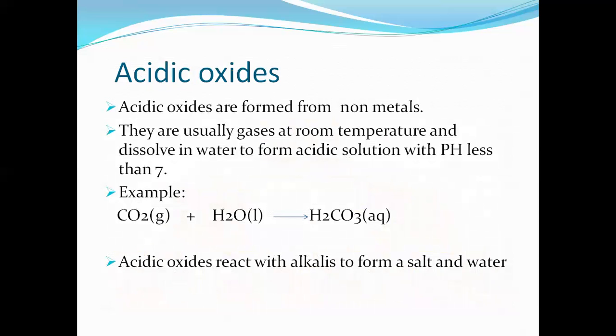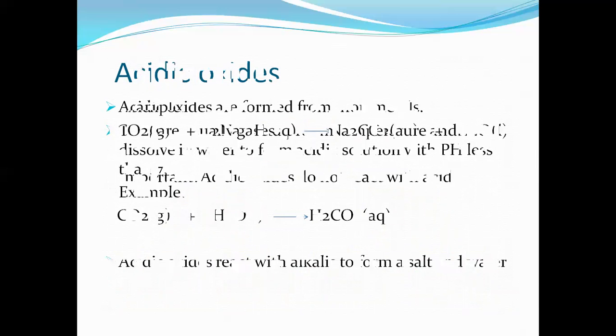Acidic oxides. Acidic oxides are formed from non-metals. They are usually gases at room temperature and dissolve in water to form acidic solutions with pH less than 7. For example, carbon dioxide plus water react to form carbonic acid. Acidic oxides react with alkalis to form a salt and water.